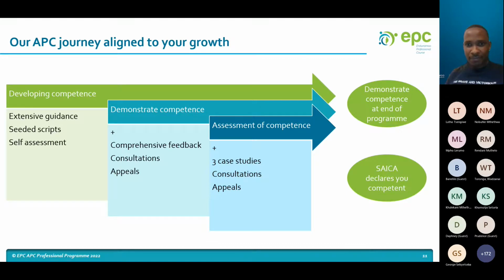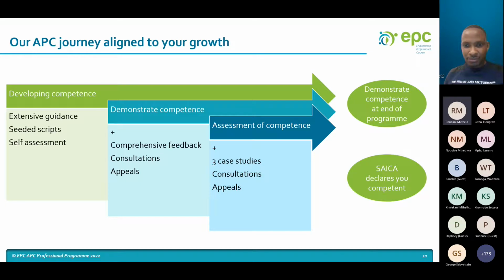Rendani? Freddy? Yes, we are on general information. Cool. All right. Is the slide not wanting to move? It has moved on my side. Let me just check what's happening. Okay, just project again. Yeah, maybe project again. Where is it? See it now? I still see our APC journey.